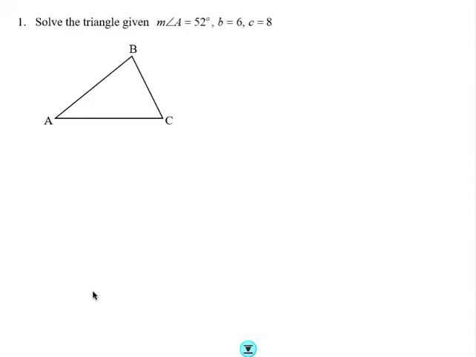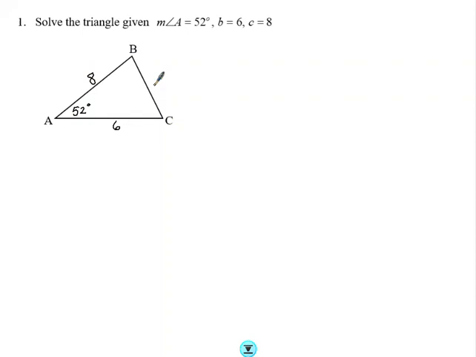First, we want to solve the triangle when we are given the measure of angle A as 52 degrees, side B as 6, and side C as 8. So let's write down what we know. Angle A is 52 degrees, side B is 6, and side C is 8. Since we have two sides and the included angle, this is a situation for the law of cosines. We do not have an angle and its opposite side, so we cannot use law of sines.